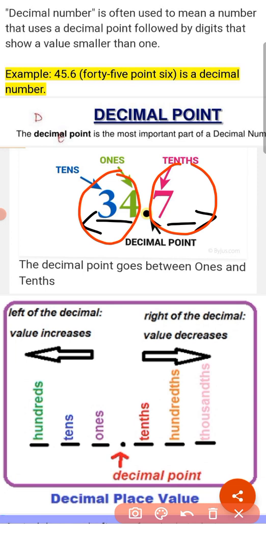The number after the decimal point is the decimal part. That is on the right side of the decimal. On the left side of the decimal is the whole number part.